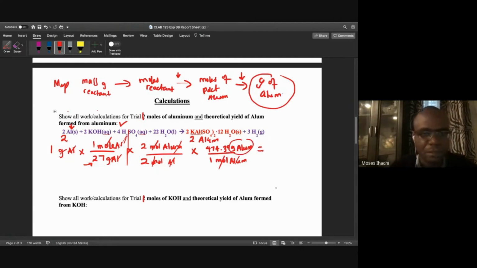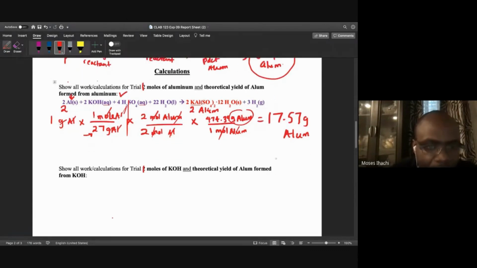Punch the numbers on your calculator. I'm getting 2 times 474.39, and we divide that by 54. I'm getting 17.57 grams of alum possible if aluminum was limiting.